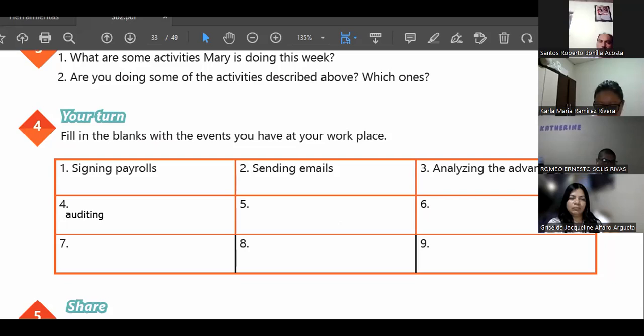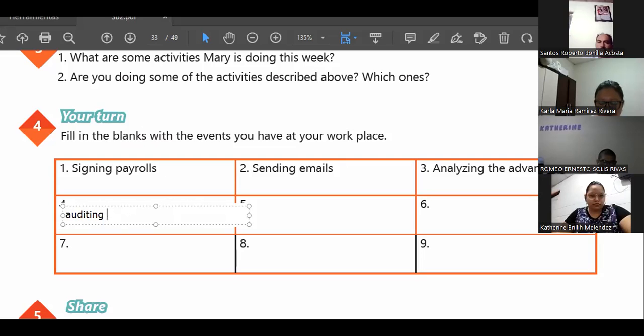Okay, Yvette, you audit balances, or what do you audit? The accounts? Auditing los vendedores. I'm sorry, again? A los vendedores, los cobros que realizan, las facturas que ellos mandan, notas de crédito, la documentación. Okay, auditing the accounting documents, right? Okay, there you go.